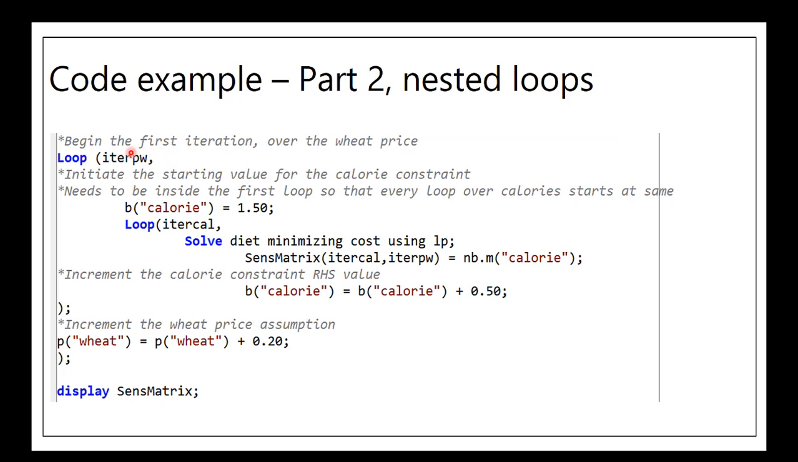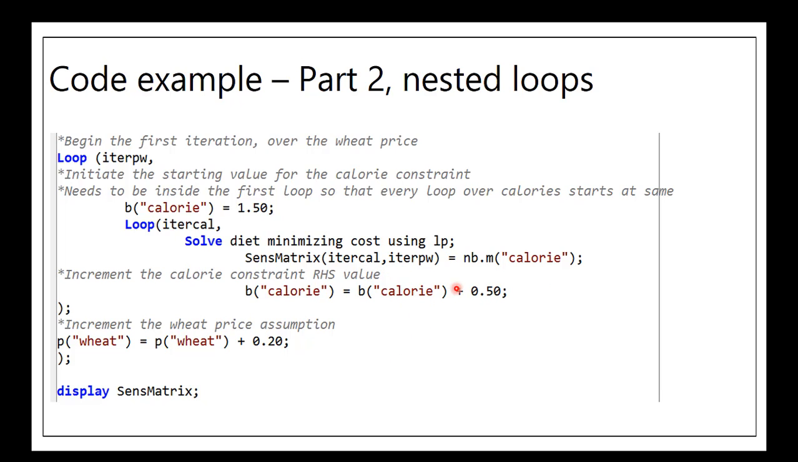Here's the loop fully fleshed out. So we begin the first iteration. We're on the outer loop. We set the calorie constraint to 1.5. At this point, loop internally, solve the diet model. When you get to the end of the inner loop, add 0.5 to the right hand side of calories. You go back to right here. Now you're solving for the right hand side equals 2. Then go again. This right hand side is equal to 2.5.